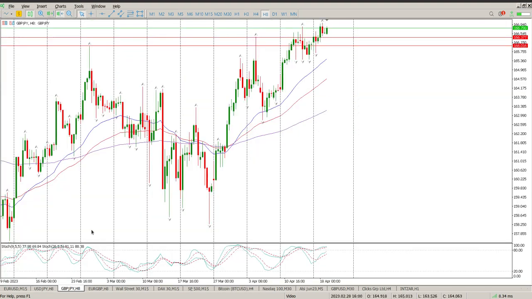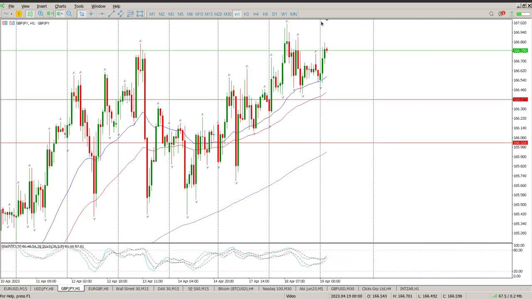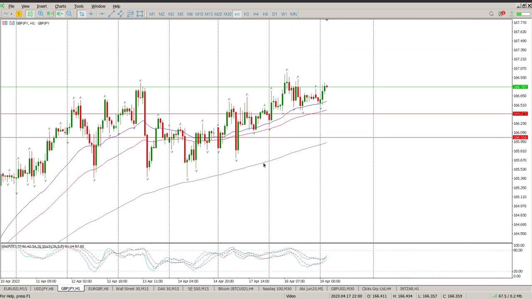Moving across to the pound, British pound, Japanese yen. We are still grinding higher at the moment. Still not really an attractive chart for me. If you step down to the hour here, you see what I mean. Just big up, big down. It is a grind to the upside. We're in an uptrend, but there's no real trend that's brewing. This is really sideways to up price action. So I'm still sitting quietly on the sidelines with this pair.